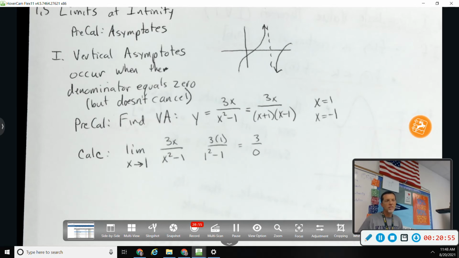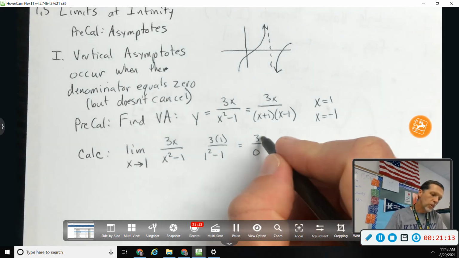Zero's on the bottom, but it doesn't cancel. You're right, zero's in the bottom, but it doesn't cancel, so it's not a hole. It's an asymptote, and it's not eligible for any of the tricks. Like if it's 0 over 0, then sometimes maybe one of the tricks would work, but there's nothing here that would fix that. So there's your asymptote.